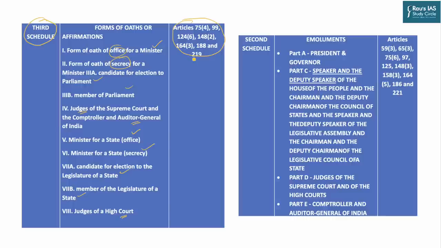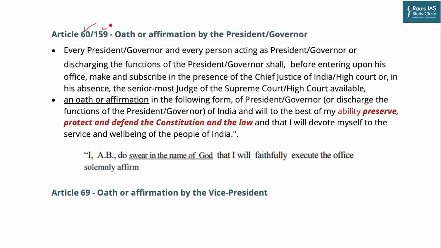Now, one thing is important. There is no mention of President, Vice President, or even the Governor in this list. So where are they? They have found a special mention with respect to their oath and affirmation in Articles 60, 159 and 69. So all these three articles talk about the oath and affirmation of President and Governor mentioned separately.